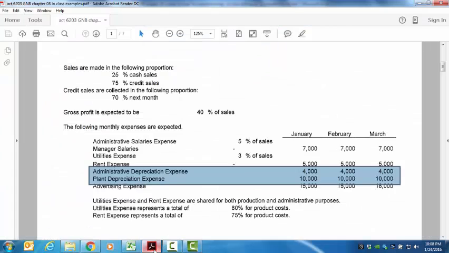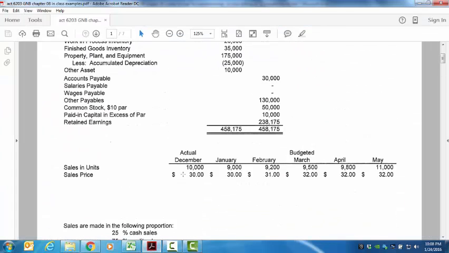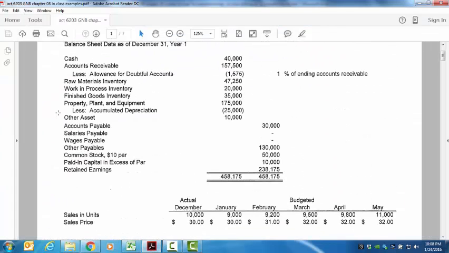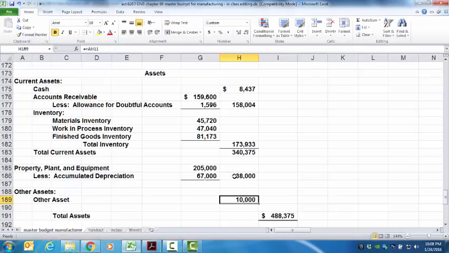The other asset, it was listed as $10,000, and we didn't do anything else with other assets this period, so it's still $10,000. When I combine the current, the property, plant, and equipment, and the other assets, it says our total assets are $488,375. Let's see how much our liabilities are.